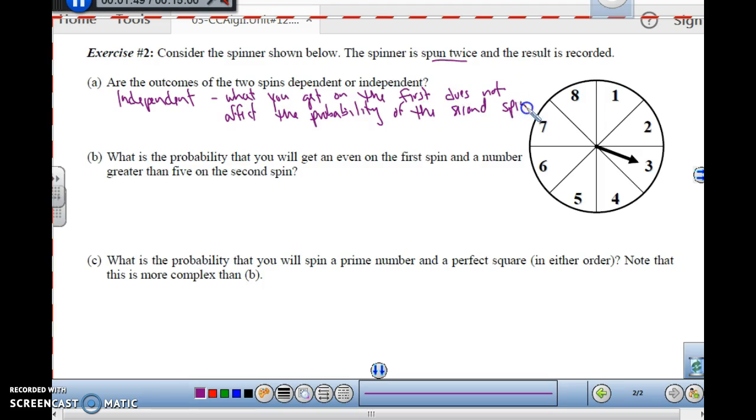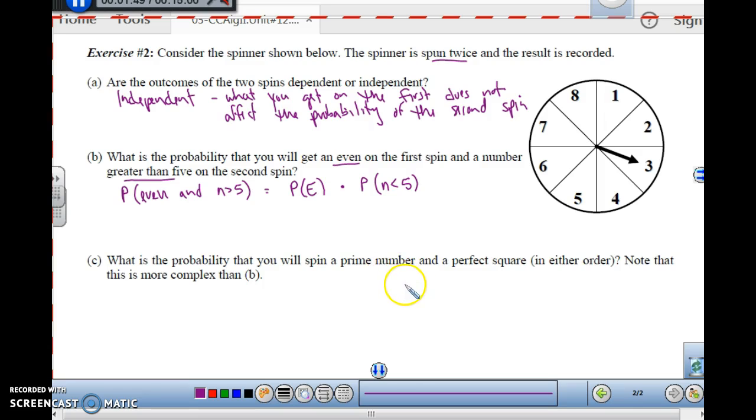Okay, so what is the probability that you will get an even on the first spin and a number greater than 5 on the second spin? Okay, so we want the probability of getting an even and a number greater than 5. So let's take a look at the probability. It would be the probability of an even times the probability of a number greater than 5. Okay, so we need to figure out the probabilities of each of those.